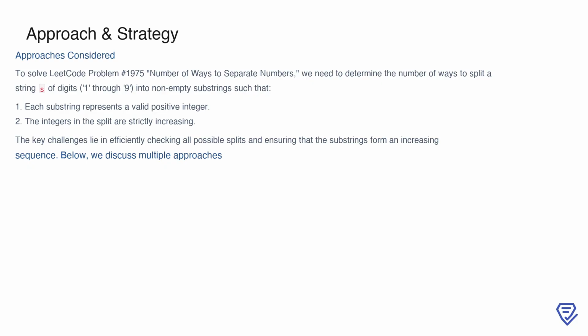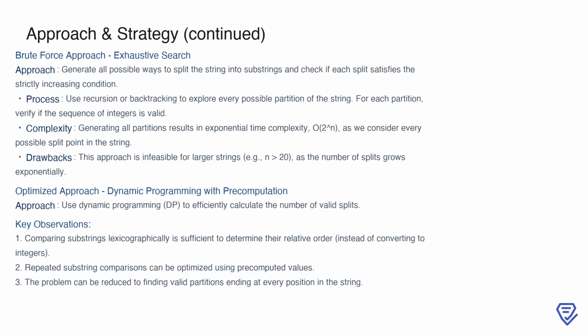Without the right strategy, this task can quickly become computationally expensive due to the vast number of potential splits in a long string. To address this, we'll explore various approaches and trade-offs to arrive at an optimal solution. One possible approach is to use brute force, where we generate every possible way to split the string into non-empty substrings and check if each split satisfies the strictly increasing condition. This can be done using recursion or backtracking to explore all partition options.